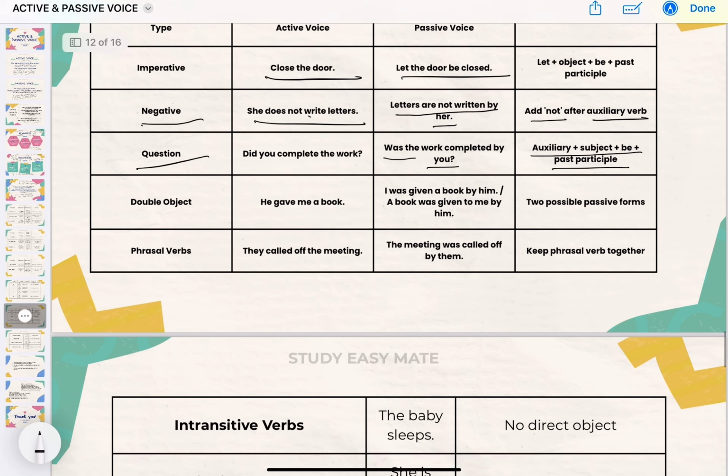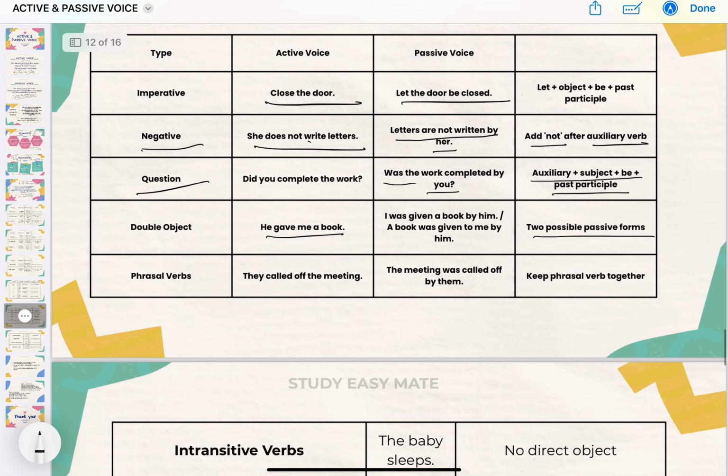Okay. For double objects: he gave me a book. I was given a book by him. A book was given to me by him. Two possible passive forms can be formed. So you can write it as either I was given a book or a book was given to me by him.